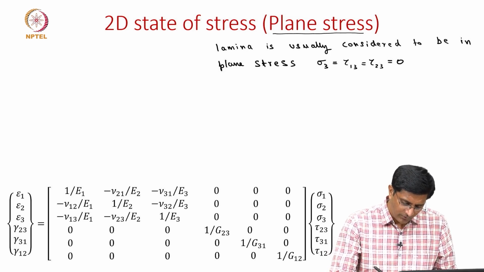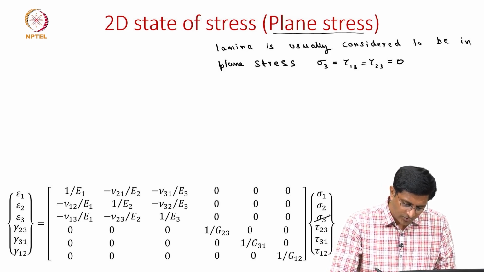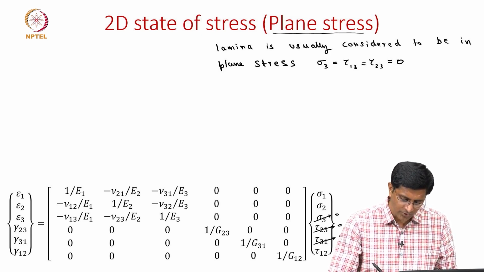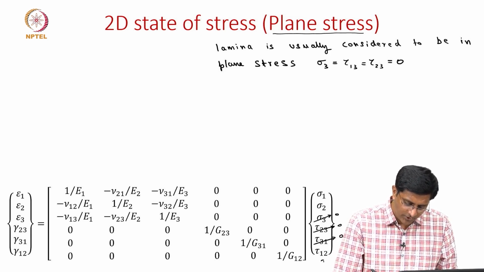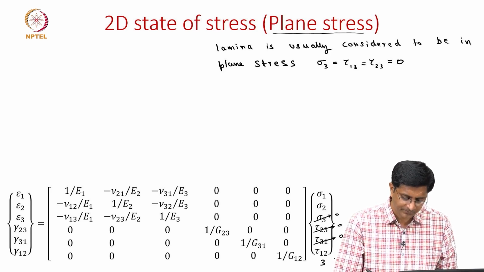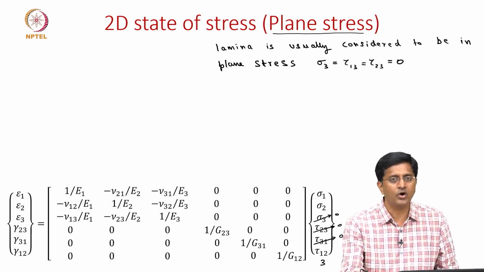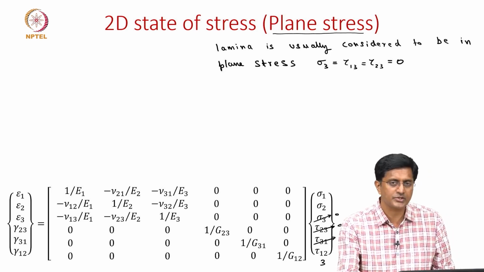So, here we can show that sigma 3 goes to 0, tau 23 and tau 31 also go to 0. So, we are left with 3 components of stress. Now let us see how we can relate these 3 components of stress with the 3 components of corresponding strain.